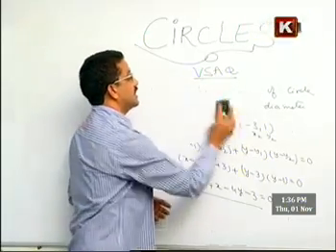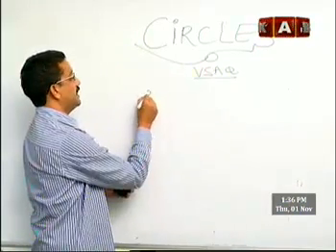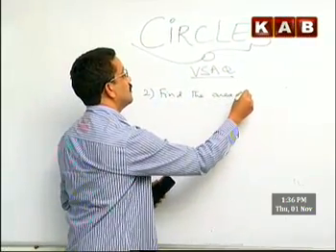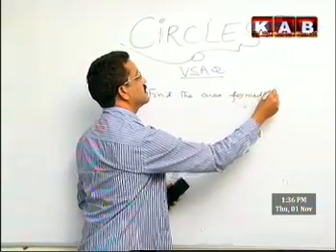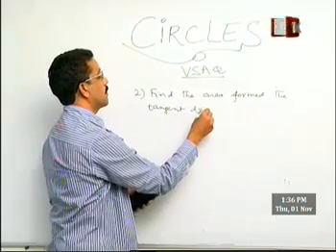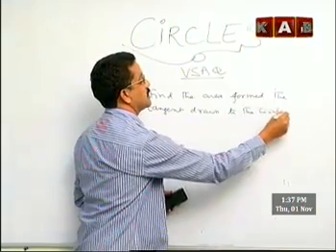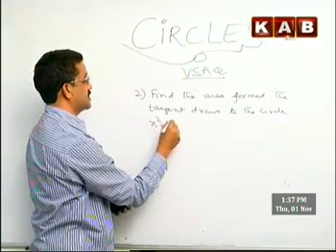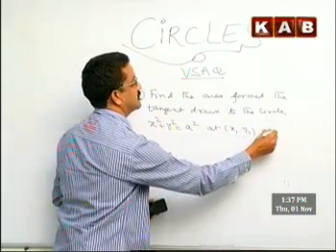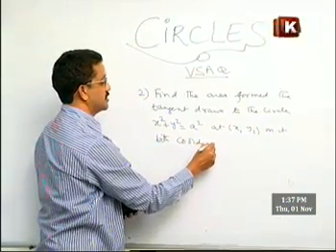The second question here is, find the area formed by the tangent drawn to the circle x square plus y square is equal to a square at (x1, y1) on it with coordinate axis. Please look at the question.